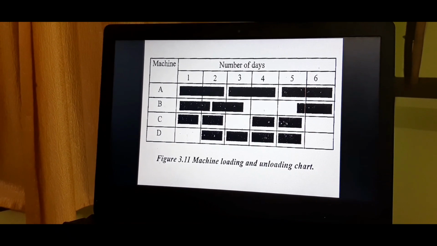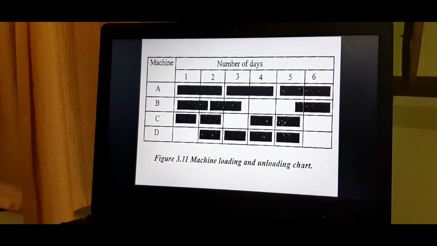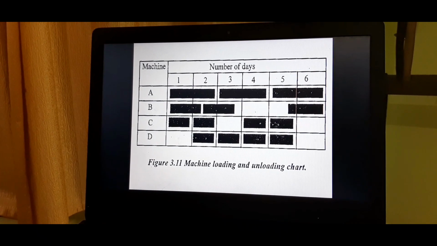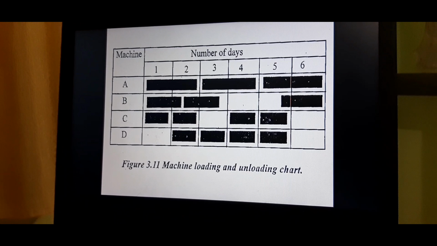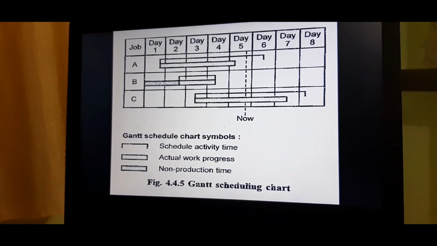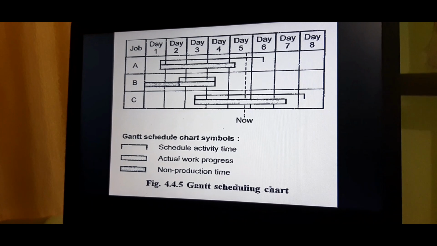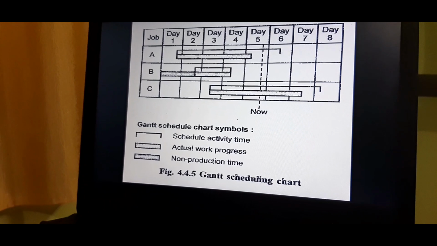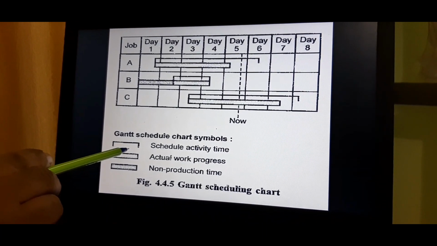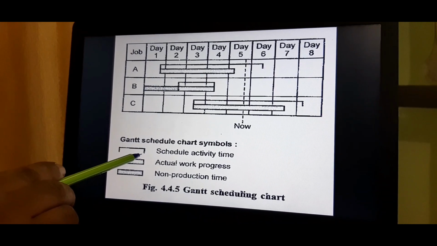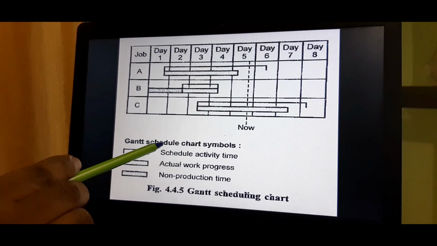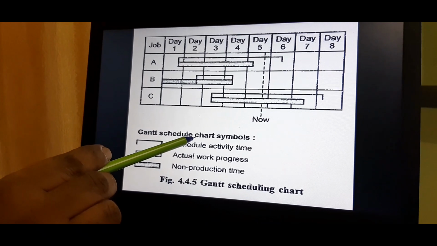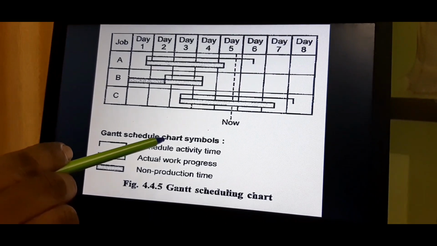Next one is schedule chart. Schedule chart is used to track the progress of the jobs. Now, let us see the schedule chart. See, this is the schedule chart. Before going deeply into the schedule chart, let us see the symbols used in Gantt chart. See, here there is an open bracket. This open bracket symbol represents the scheduled activity time. That is, this denotes the estimated starting and finishing of a job enclosed within it.